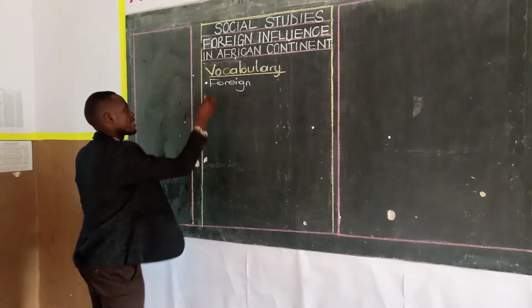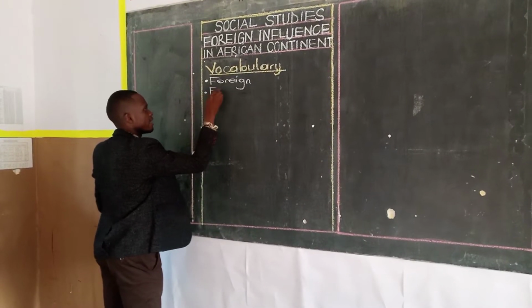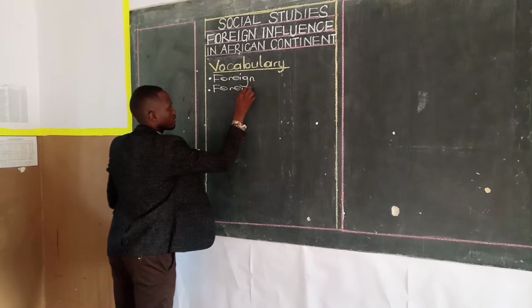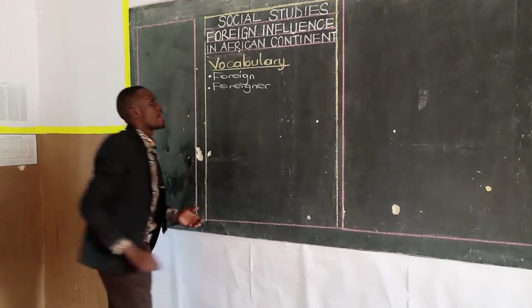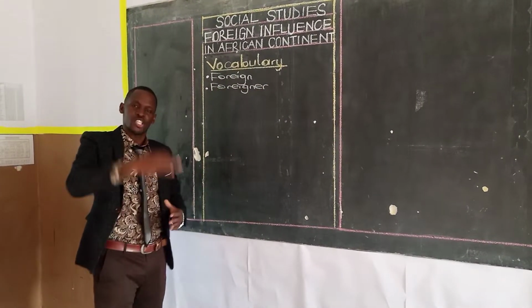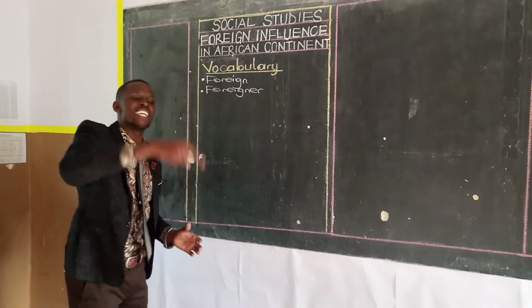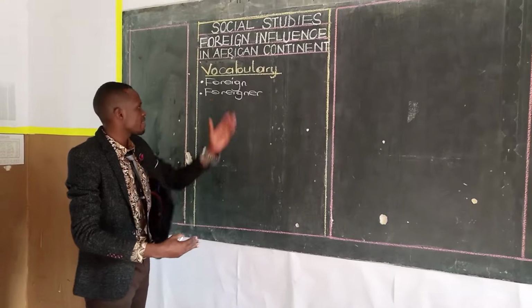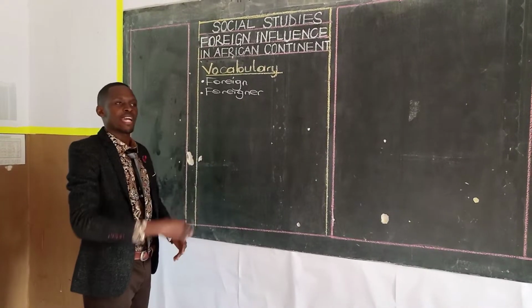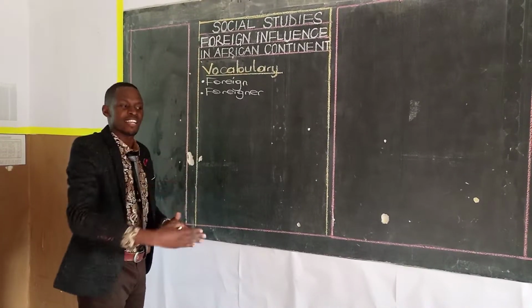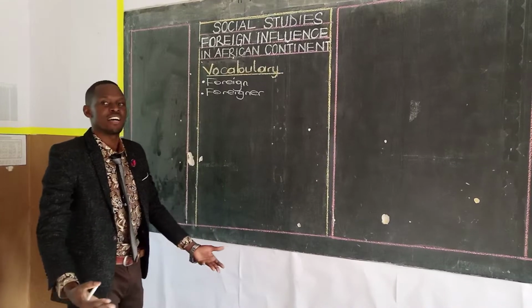The other vocabulary is foreigner. The word foreigner can mean a person from a different country or a person born in a different country. That's a foreigner. Like we can have Dan from Sudan in Uganda being called a foreigner.